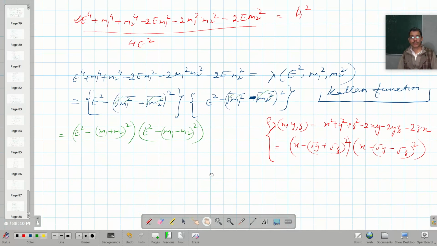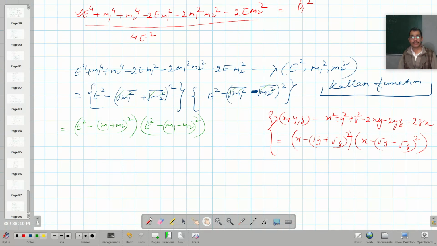But m2 plus m1 square is also similar to m1 plus m2 square. Similarly, m2 minus m1 square is also equal to m1 minus m2 square. So keeping this in mind, I can rewrite it like this: m2 plus m1 whole square, and here it is e² minus m2 minus m1 whole square. So it can be written like this.